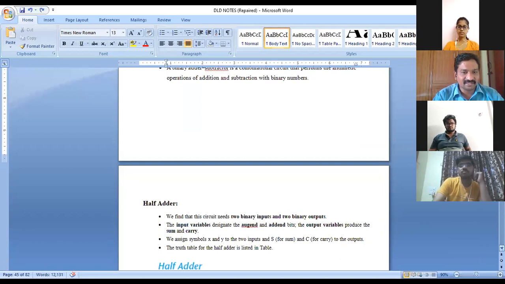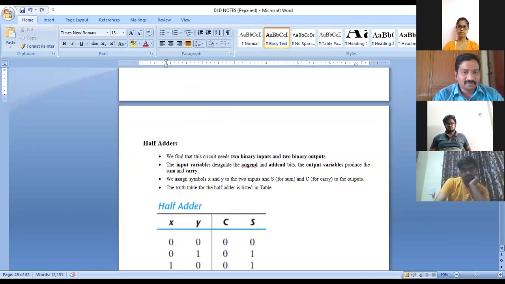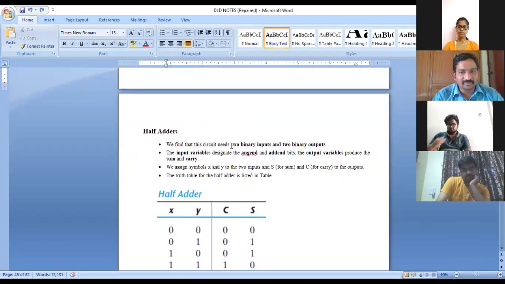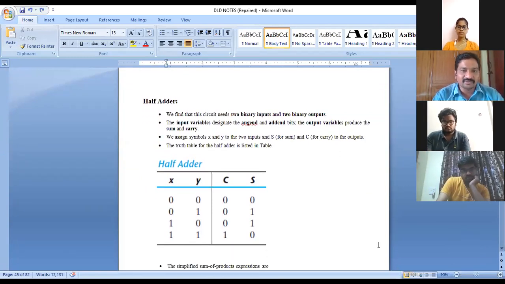First we'll learn about what a half adder is. For a half adder, we require 2 binary inputs as well as 2 binary outputs. The 2 binary inputs are x and y. The 2 binary outputs are one is sum, another is carry. So 0 plus 0, sum is 0, carry is 0. 0 plus 1, sum is 1, carry is 0. 1 plus 0, sum is 1, carry is 0. 1 plus 1, sum is 0, carry is 1.